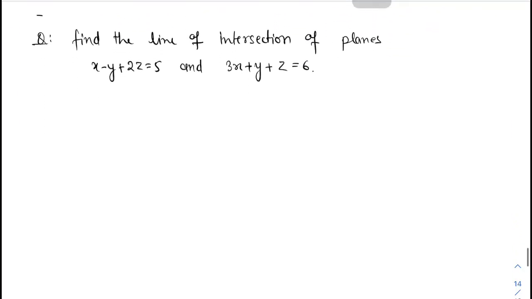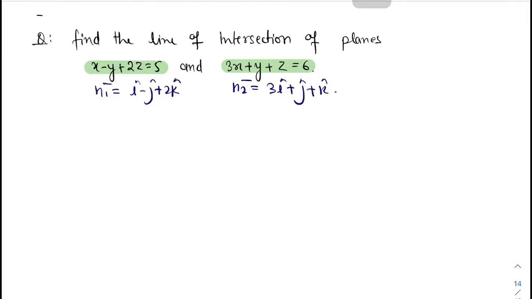Let us see the next question. Find the line of intersection of this plane and this plane. Again, this is the very same question. We are given two planes, we have to find the line of intersection. It means we have to find the equation of the line of intersection. So this n1 vector will be i cap minus j cap plus 2k cap, n2 vector will be 3i plus j plus k cap.